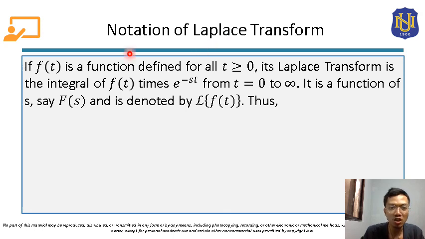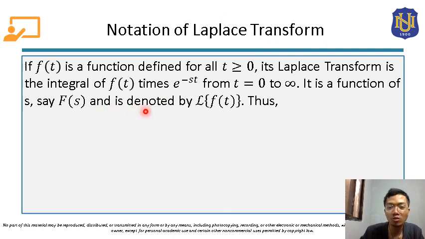If f of t, or the function given wherein the variable is t, is a function defined for all t greater than or equal to 0, meaning to say for time, there is no negative time, then its Laplace transform is the integral of f of t times e raised to negative st from t equal to 0 to infinity. So it is a function of s, say F of s. So F of s is the Laplace transform.